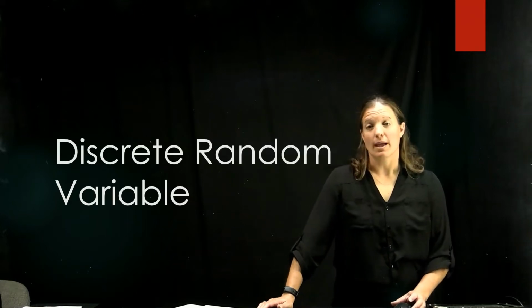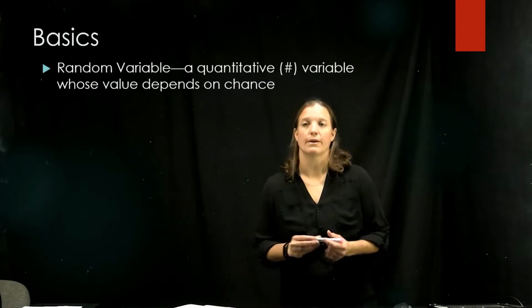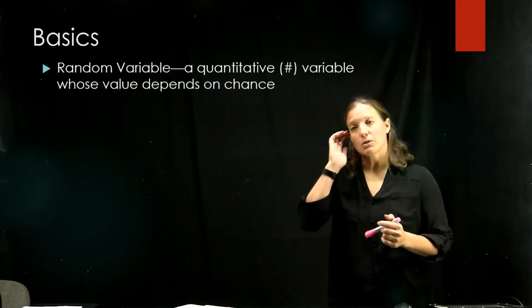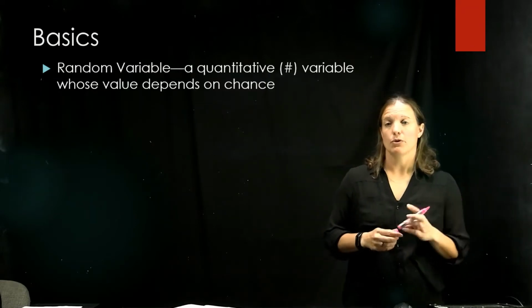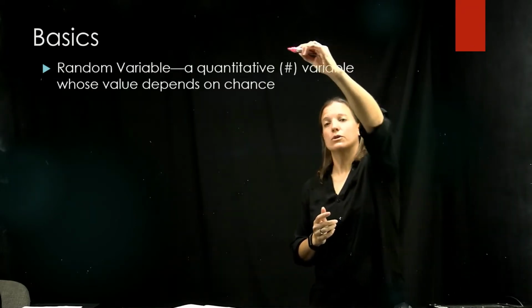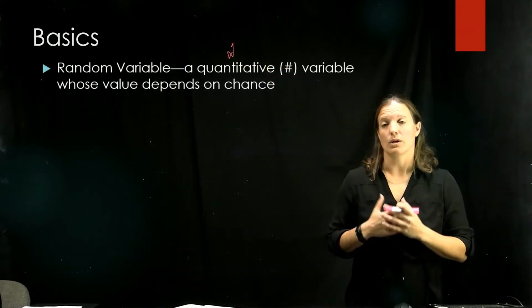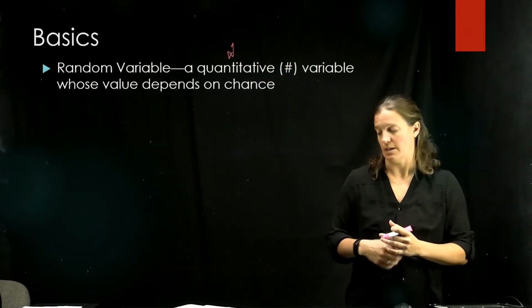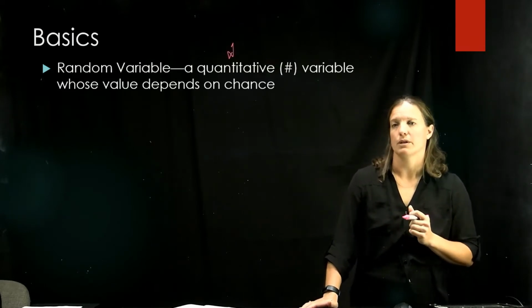We're going to take a quick look at discrete random variables and how to compute the mean of those values. So first, we're going to look at some vocabulary. A random variable is a quantitative variable whose value depends on chance. This term quantitative indicates that we're only working with things that are numeric in nature. We're not going to be working with categorical or qualitative variables.